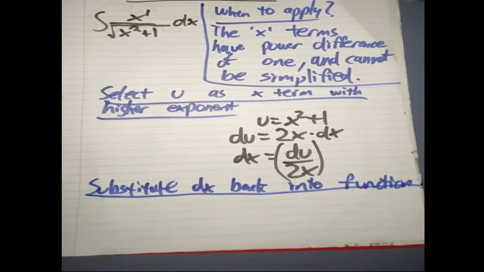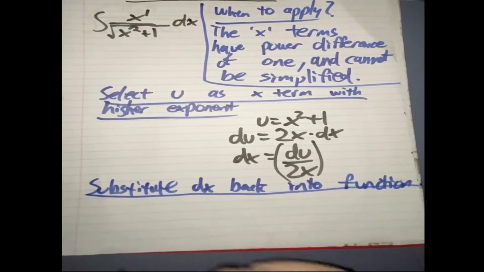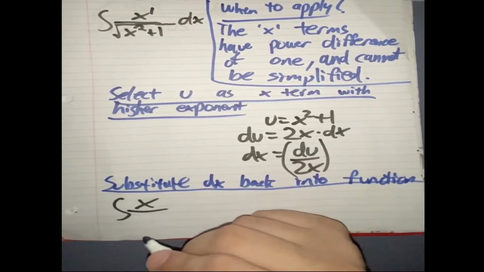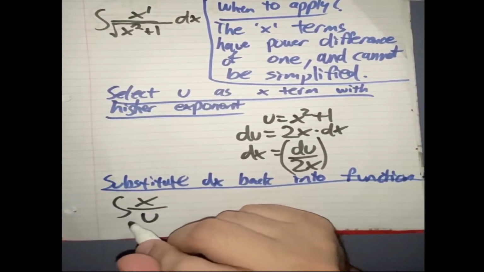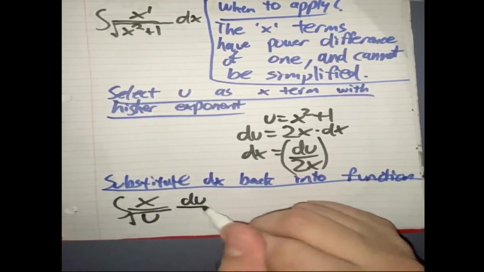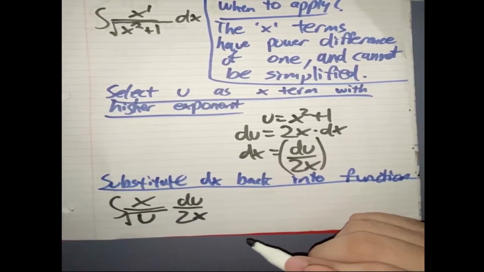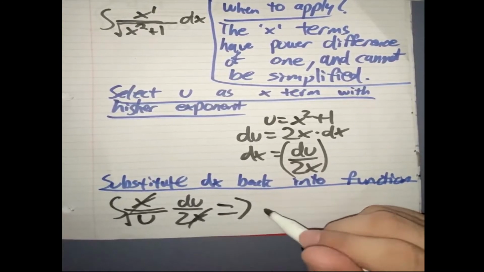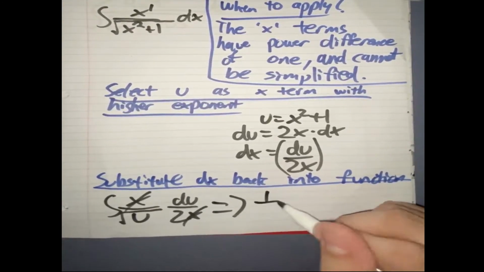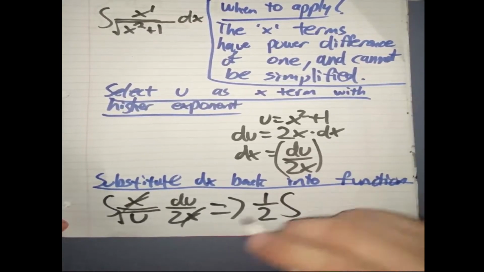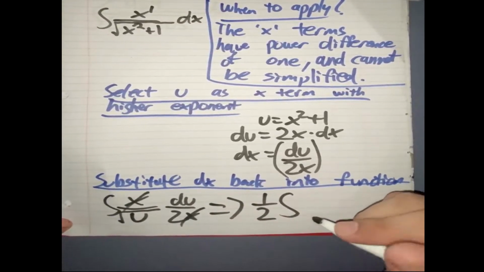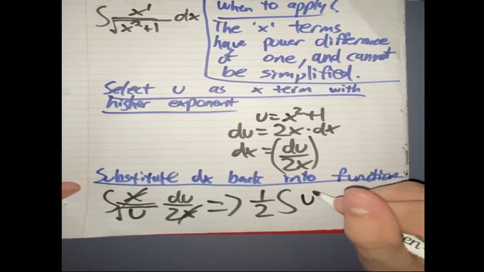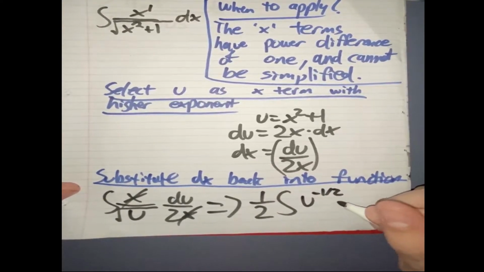So we're going to go ahead and do that. Our integral of x divided by the square root of x squared plus 1, but keep in mind that we substituted u, so it's du divided by 2x. Now notice we can cancel out the x's and we can pull out 1/2 because of the 2. So 1/2 integral of u to the... inside a square root is 1/2, but since it's in the denominator, it'd be negative 1/2, so u to the negative 1/2 times du.